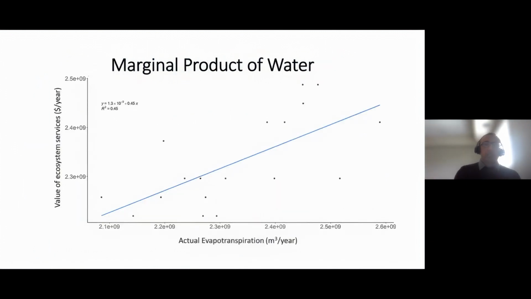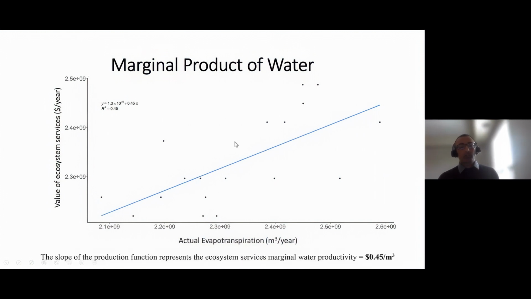Now we need to evaluate the subsurface and the surface storage consumption towards ET, or the green water. So for that, we need to develop a production function between the value of ecosystem services and ET consumed towards the supply of ecosystem services. And if you look at the slope of this line, the production function, that is 0.45, and that is the marginal value of water in the South Nation watershed. So the value is 45 cents per cubic meter.